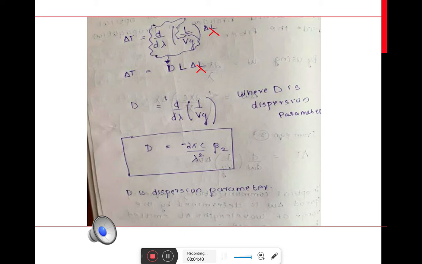D by d lambda of 1 by Vg is D. D is called the dispersion parameter. So delta t is equal to D into L into delta lambda. So dispersion parameter D is equal to d by d lambda of 1 by Vg. There is another formula for dispersion parameter, that is D is equal to minus 2 pi c by lambda square into beta 2. How we derive that expression, we will learn in the next slide.